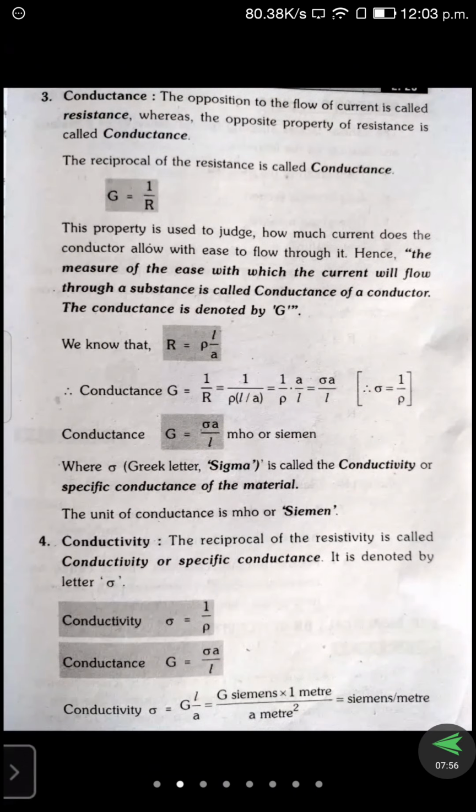Resistance is nothing but the opposition to the flow of electrons. So we should remember the difference between resistance and conductance. Generally conductance is denoted by capital G, which equals 1 by R. Reciprocal means 1 by the quantity: the numerator becomes the denominator. If there is no numerator available, we assume it as 1.